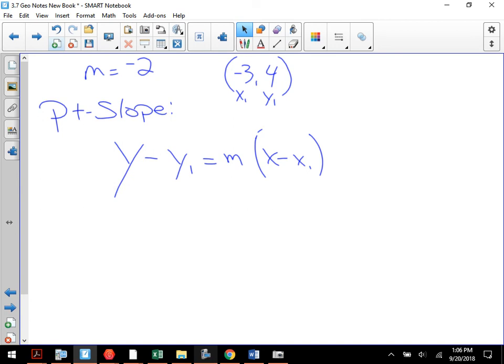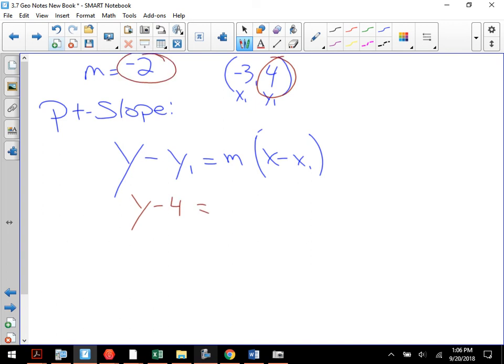So what we know here is y sub 1 is 4. My slope is -2. My x sub 1 is -3. And anytime I have minus and negative, I switch it to a plus. Wait, what? Anytime you have minus and negative, you switch it to a plus. So I just do a same change opposite and leave it.